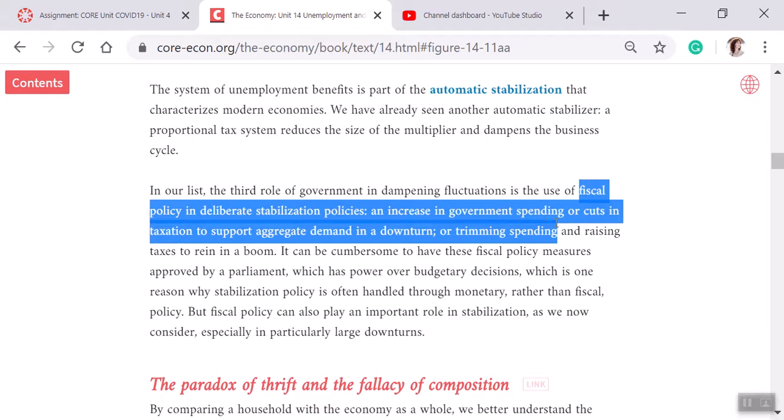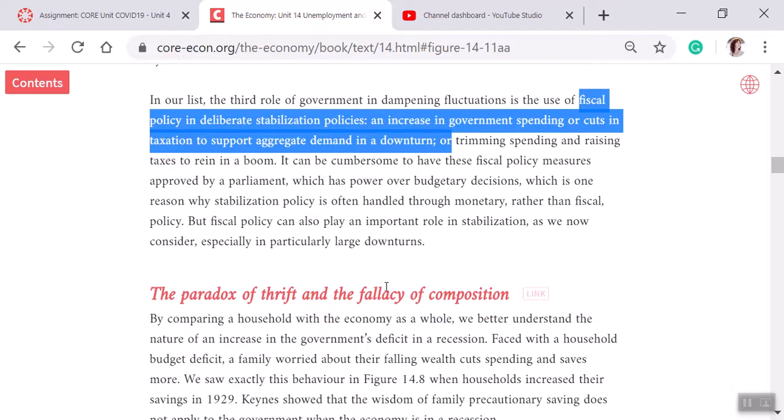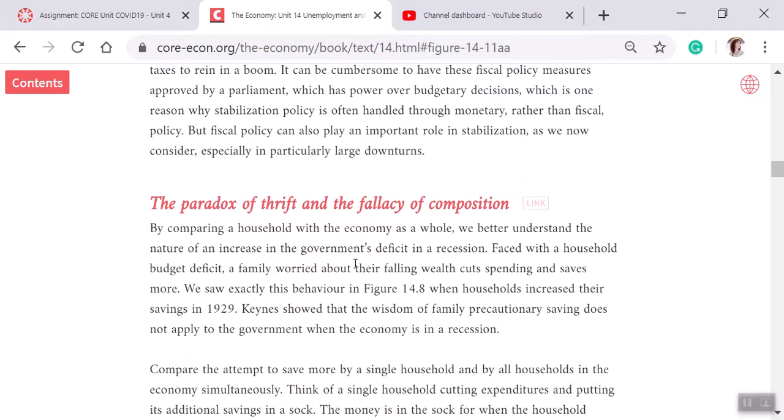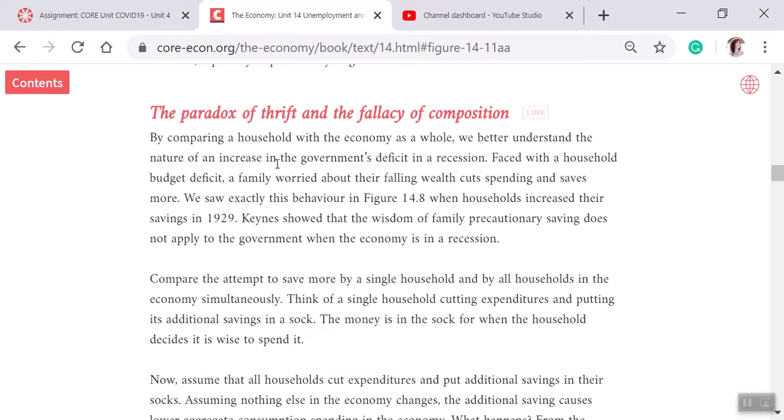So increased government spending or cuts in taxation, whatever, trimming spending, rising taxes, okay, if there's a boom. All right, remember we looked at that model and the government wants to keep things steady, right? We want to have that circular flow, not be too slow or too fast, but just steady, okay? Oh, so let's see, we have the paradox of thrift and the fallacy of composition, okay?